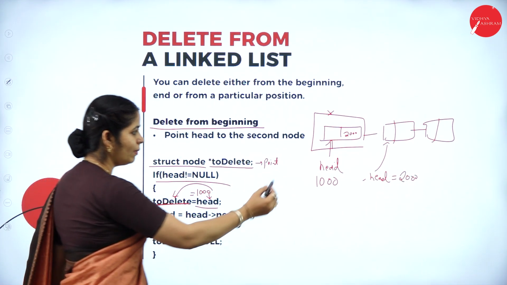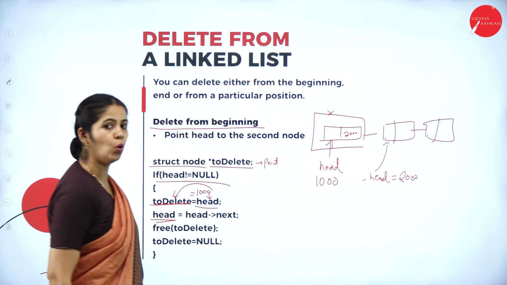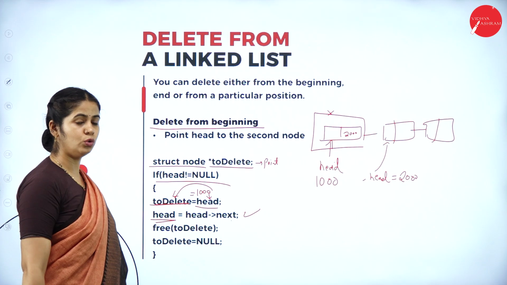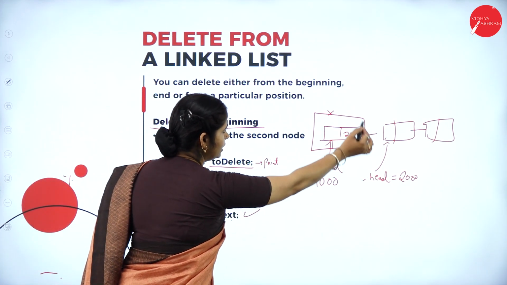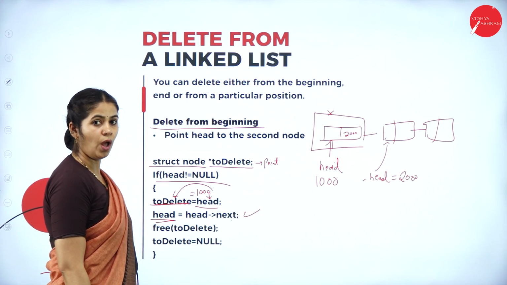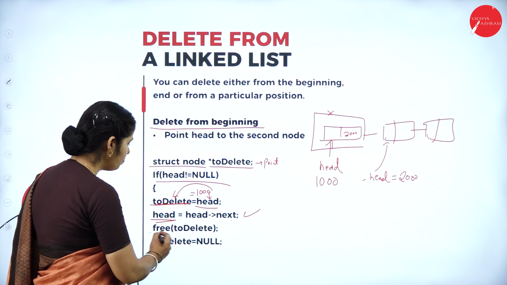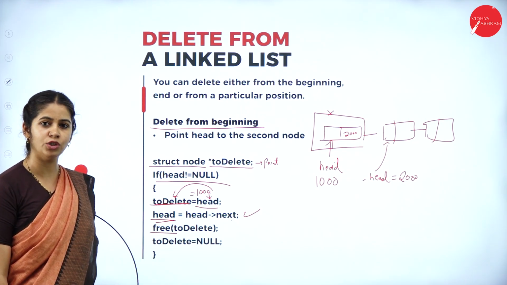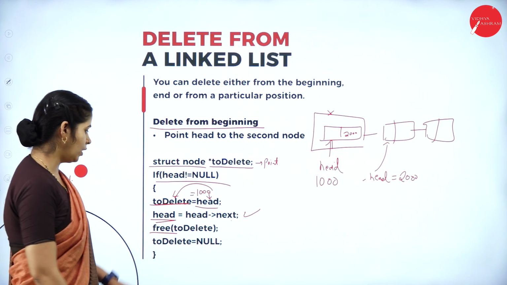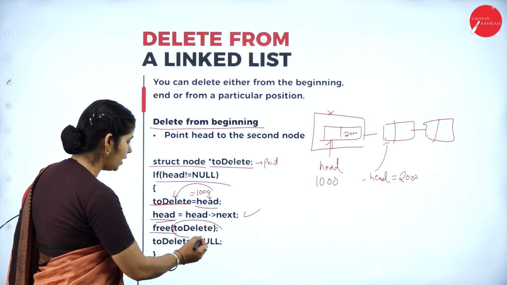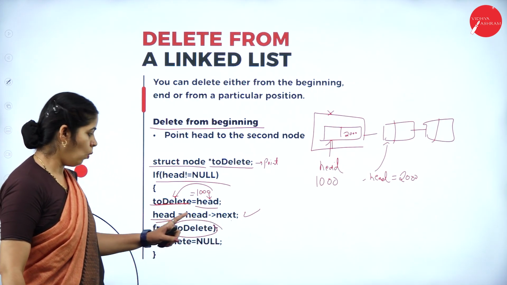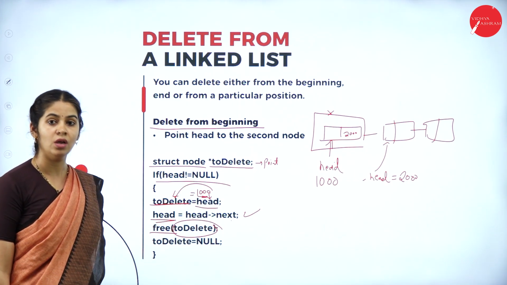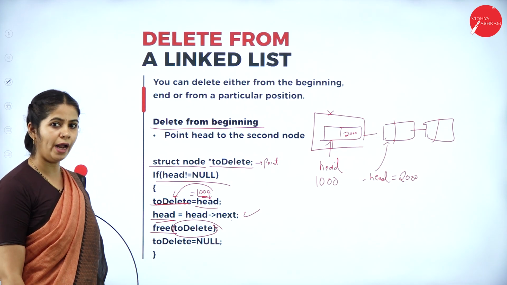Right, now we are making it point to the second node of the linked list. After doing so, what do we have to do? We have to delete this particular first node. How are we deleting it? Using the free function, a dynamic memory allocation function. What am I freeing? I am freeing this particular variable. What is stored in that variable? The value of the first node is stored in that variable.